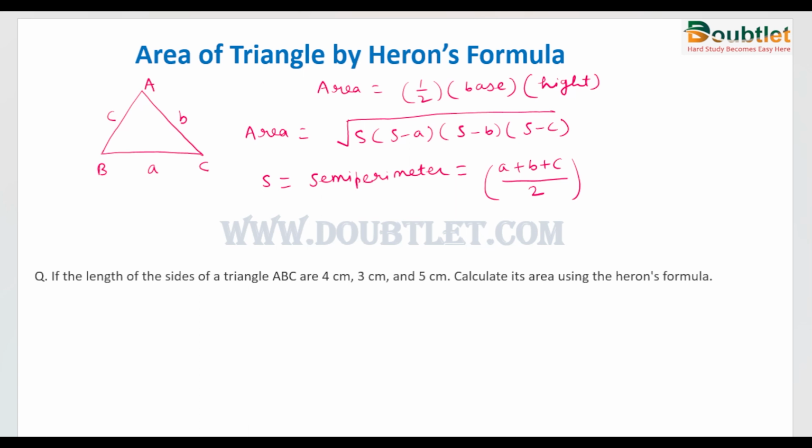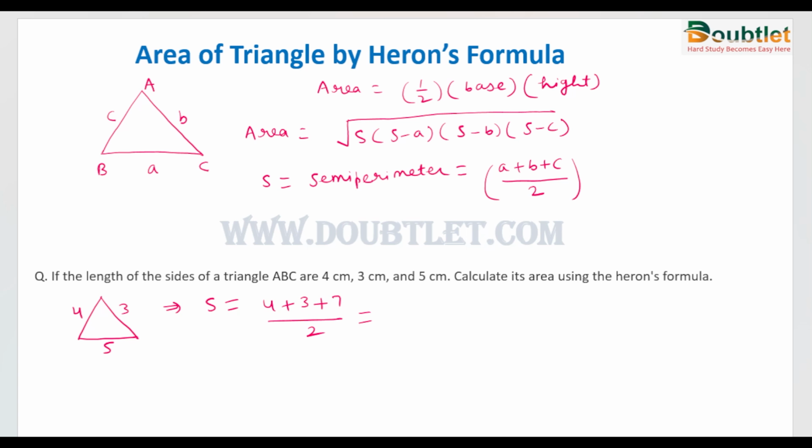So in any case, first we have to find the semi-perimeter and then we will apply the formula to find the area of triangle. So here is the example given. So we will try to solve this by using Heron's formula. So the length of sides are given. So suppose let's draw a triangle. So the lengths are 4, 3 and 5. So if we will try to find the semi-perimeter, so what we will get? This is 4 plus 3 plus 5 divided by 2.